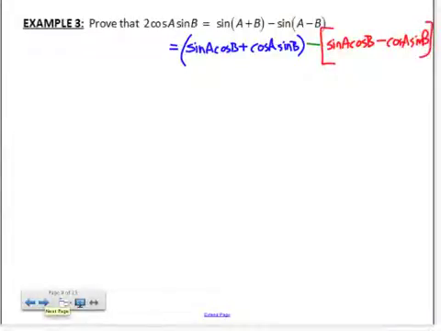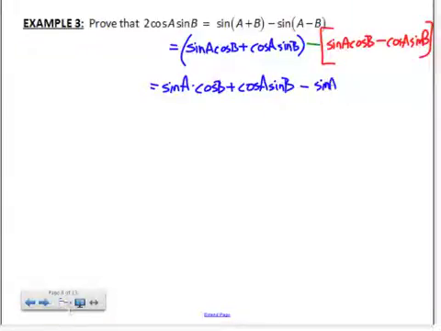All right. Now we need to distribute that negative, so we have everything all nice and pretty. Sine of A, cosine of B, plus the cosine of A, sine of B, minus the sine of A, cosine of B, plus the cosine of A, sine of B.